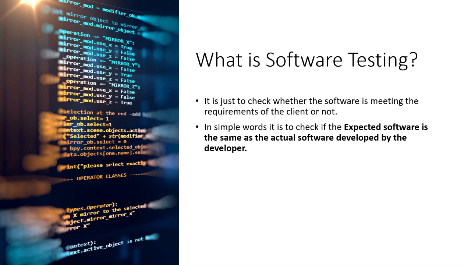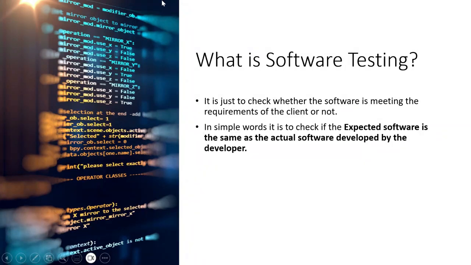Expected is the expectation of the client. Actual is the actual product delivered by the developer. If they are not the same, it doesn't matter in which context it is not the same, color, shape, size, it doesn't matter. If it is not the same, then you are supposed to report it as a defect.